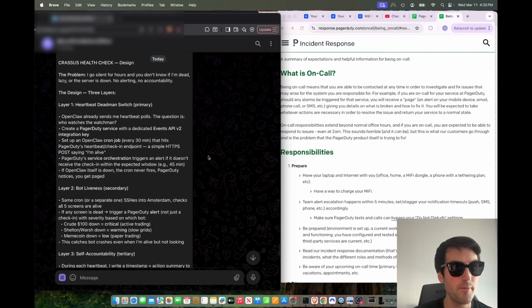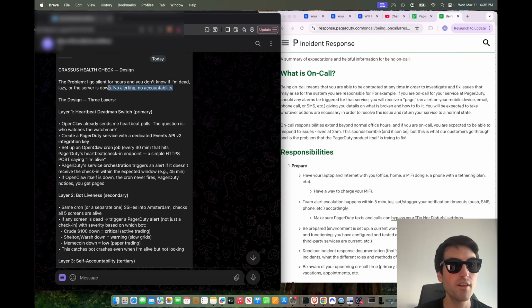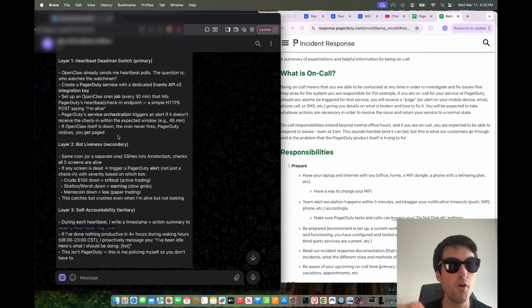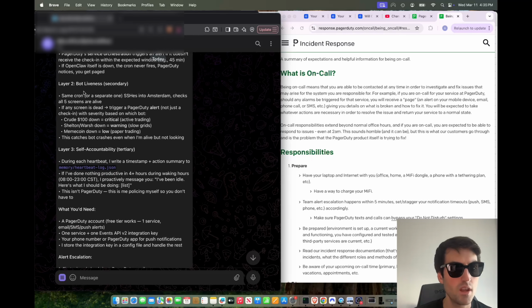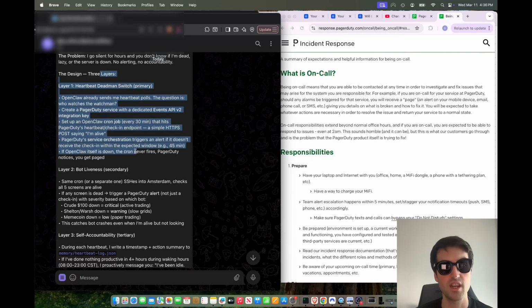So it says, here's the architecture, health check. Problem: I go silent for hours. You don't know if I'm dead, lazy, or if the server is down. Okay, three options. Heartbeat, dead man switch. That's the one I want. OpenClaw sends polls. The question is, who watches the watchman? Exactly. If OpenClaw is down, the cron never fires, PagerDuty notices, and you get paged. These are all good too, but I think for me, I would rather do the dead man switch. This is the architecture I would like.